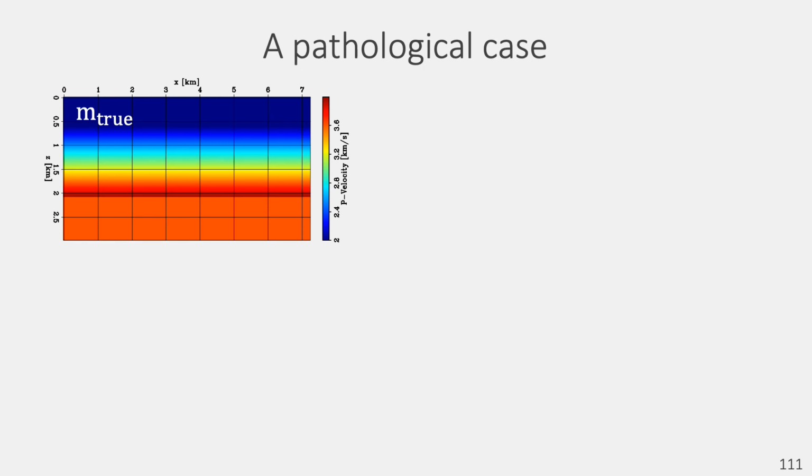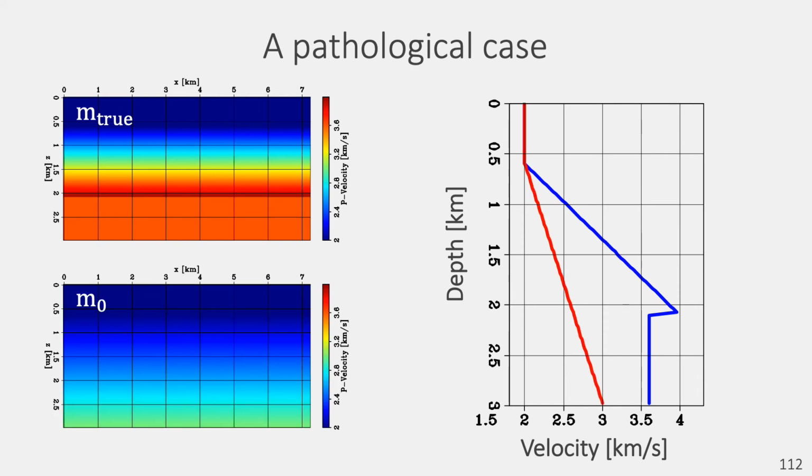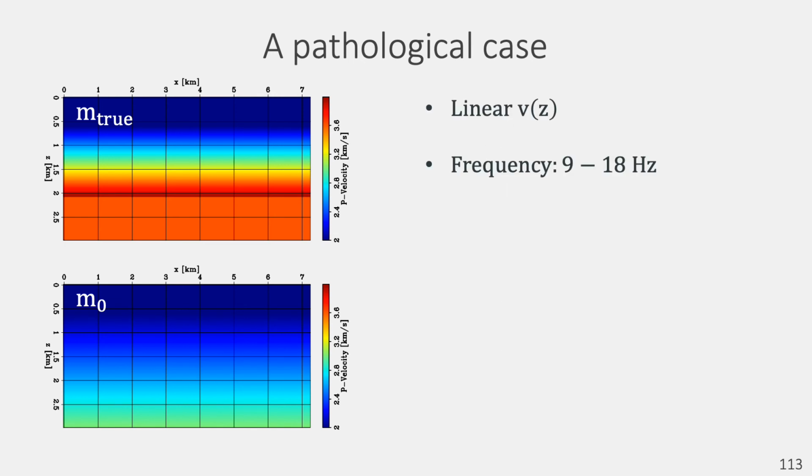We consider a surface acquisition setting, and the true model, shown here in this figure, is a laterally invariant linear V of z. Its profile is shown in the blue curve on the plot. We also place a sharp interface at a depth of 2.1 km to generate a reflection. Our initial model is also a linear V of z, whose profile is shown by the red curve on the right plot. Moreover, it does not contain any interface. We use a source whose energy is limited to the 9 to 18 Hz window, and we mute all the events in the data beyond 3.5 km, such that our dataset is solely composed of reflections, as you will see in the next slides.